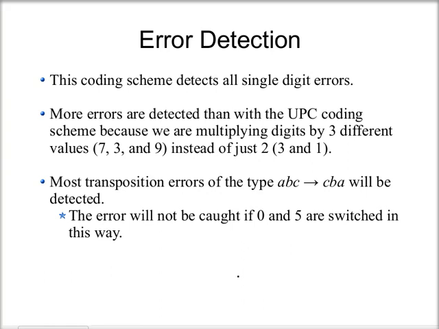Again, there's a little bit of trouble with transposition errors. Most of them of this type, ABC to CBA, where I'm switching the first and third digit in a group of 3 digits, will be detected. But this error is not going to be caught if I'm switching a 0 and a 5 in this way.